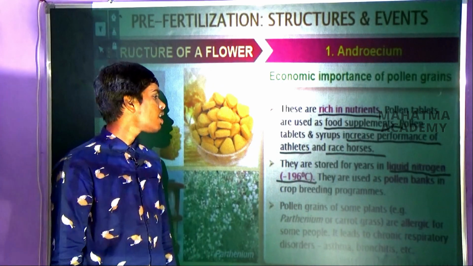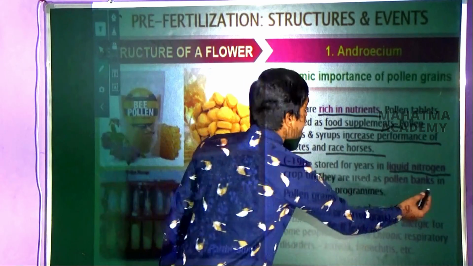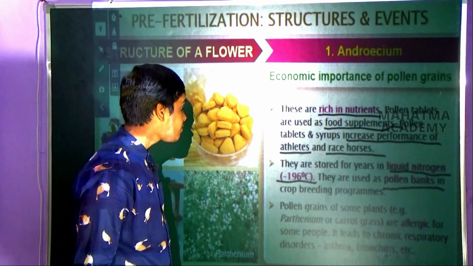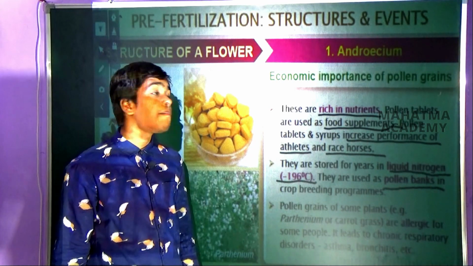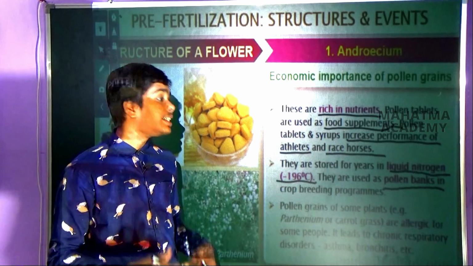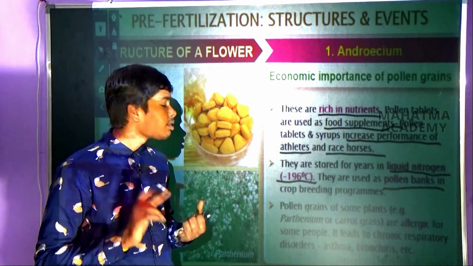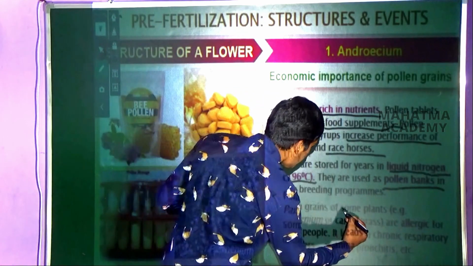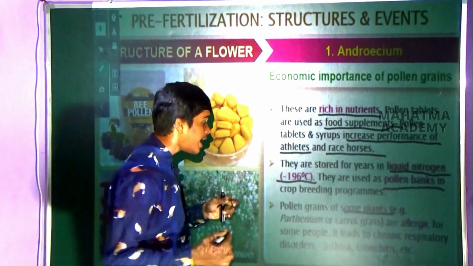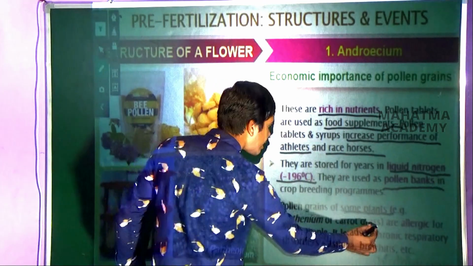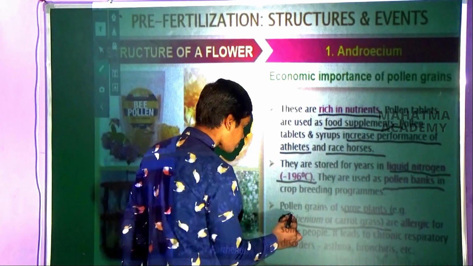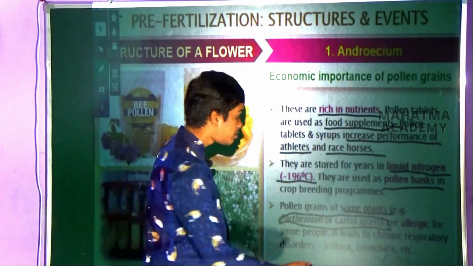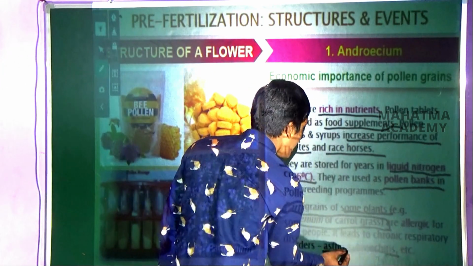In crop breeding programs, pollen banks are present. Pollen grains of some plants are allergic for some people. Some plant pollen grains cause diseases like asthma, bronchitis, and so on. Examples of such plants are Parthenium or carrot grass. They lead to diseases like asthma and bronchitis.